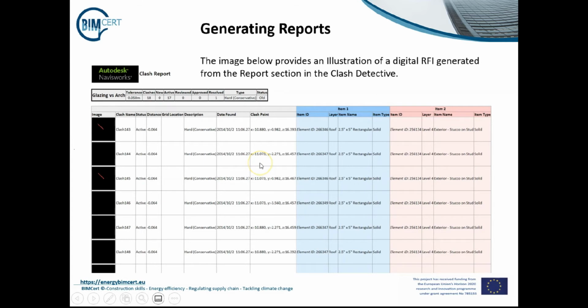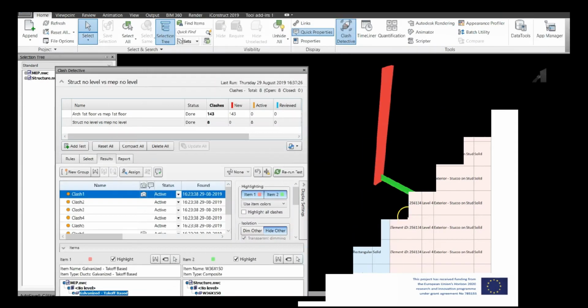The image below provides an illustration of a digital RFI generated from the report section in the Clash Detective. Let's now return to Autodesk Navisworks and see how this function is executed and how to understand these RFIs once exported from the program.